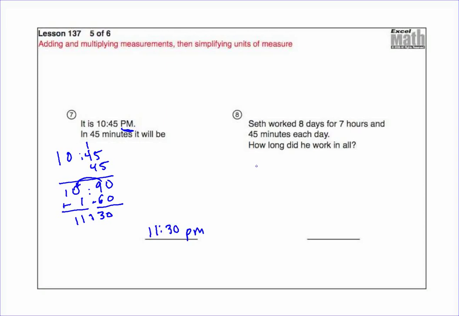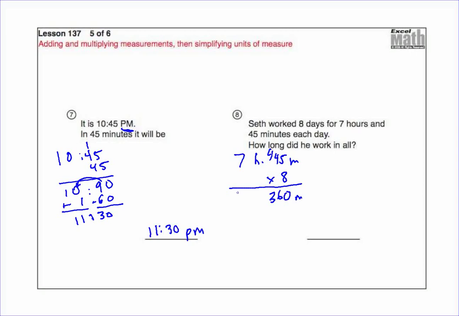All right, number 8, Seth worked for 8 days for 7 hours and 45 minutes each day. How long did he work in all? So 7 hours, you can just put H, 45 minutes, M for minutes, and he did this for 8 days. So it's the same thing 8 times over and over again. I can just multiply. I do 5 times 8 is 40, carry the 4. 4 times 8 is 32, plus 4 is 36. So I've got 360 minutes.